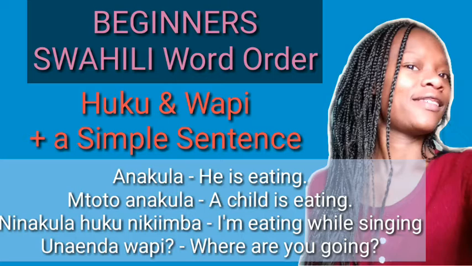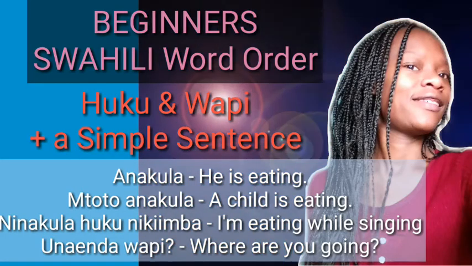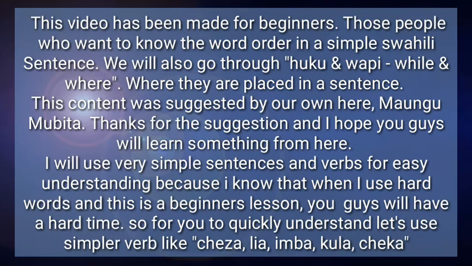So this video is all about the beginners because we are going to talk about the Swahili word order. How to form a simple Swahili sentence, and as you know, a simple Swahili sentence is made of affixes, the infixes, prefixes, suffixes and all that, plus where to put the words huku and wapi. An example of a simple Swahili sentence is anakula, he is eating.